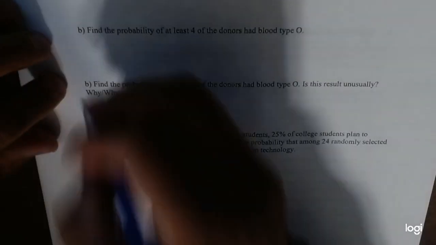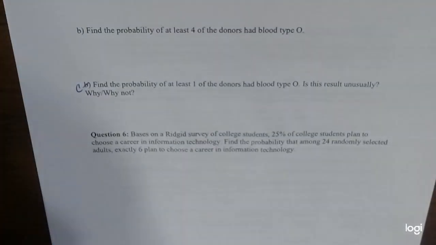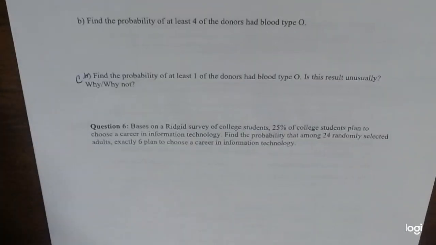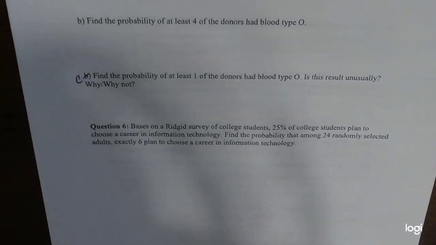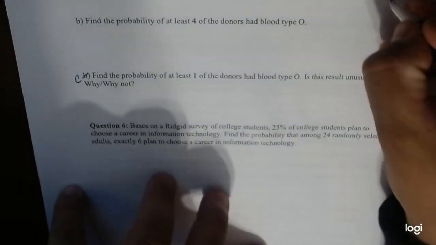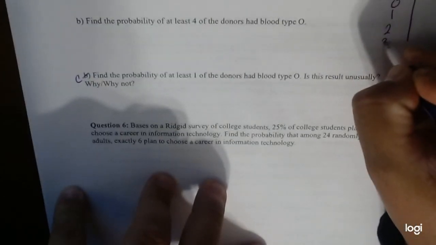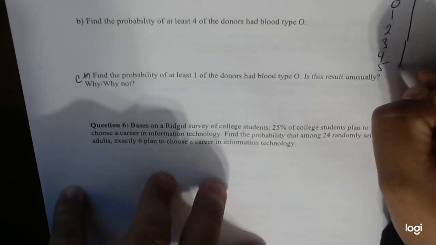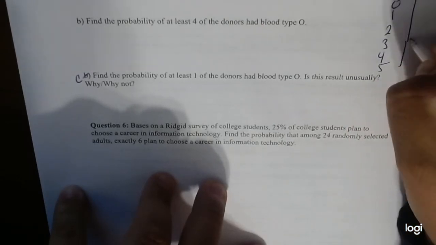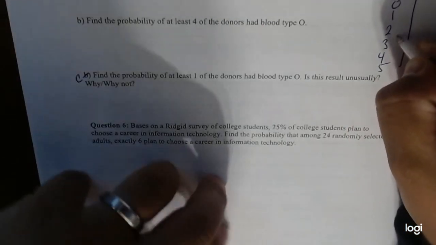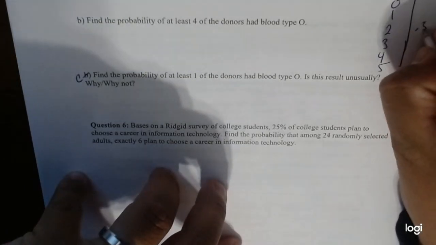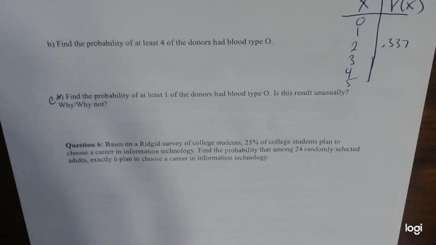Okay. All right, so now let's go on to the next part. For some reason, it's supposed to be a C part there. Okay. So for part B, find the probability of at least 4 donors have blood type O. Okay, so why don't we just do a little table? So just like we did last time, 0, 1, 2, 3, 4, and 5. Now for part A, we found 2. That was 0.337. Now we want at least 4.